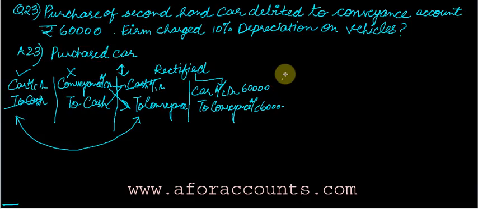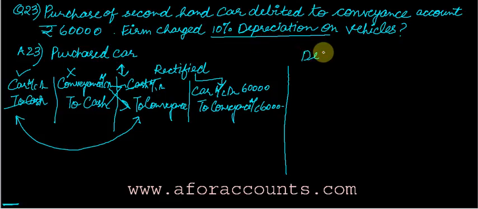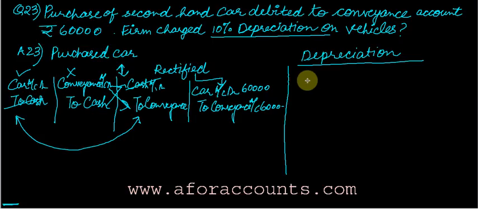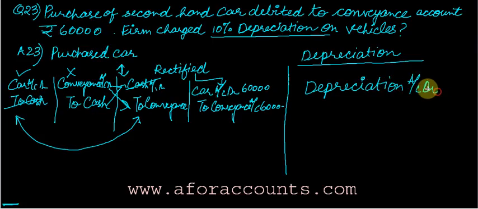Okay. Now the second part of my question. The firm charges 10% depreciation on vehicles. When I have not done an entry that a car or a vehicle has come in, definitely the entry of depreciation is missing. So I have to pass that entry now. Depreciation entry omitted. Pass it now. So the second entry will be depreciation account debit to car.